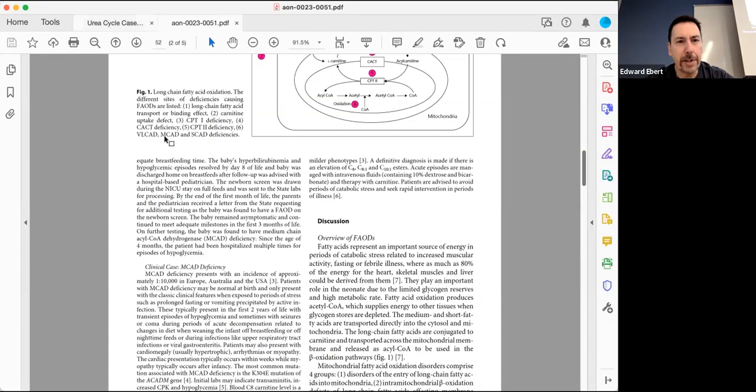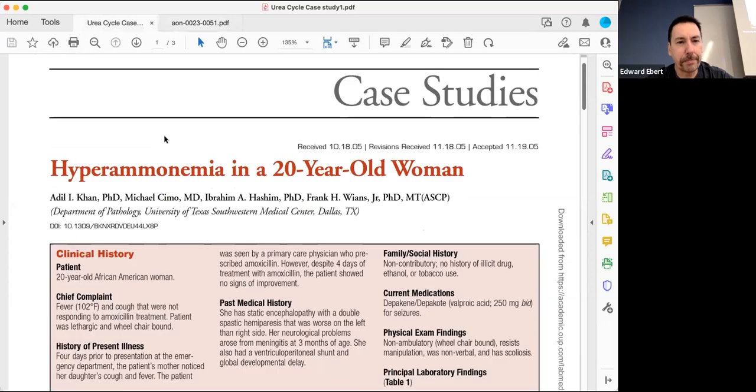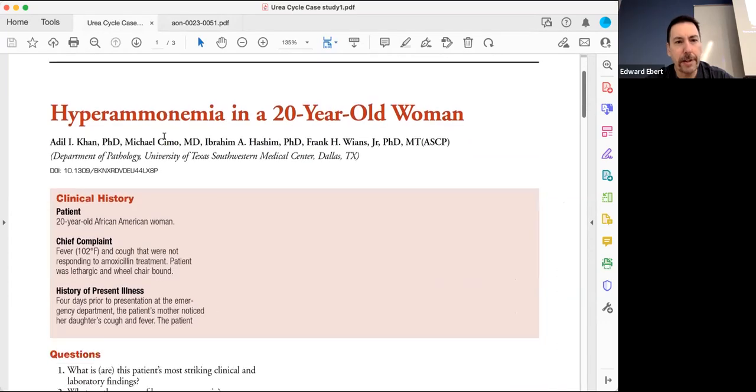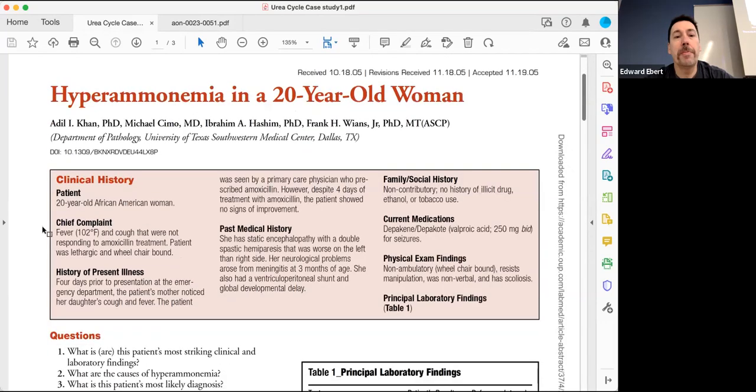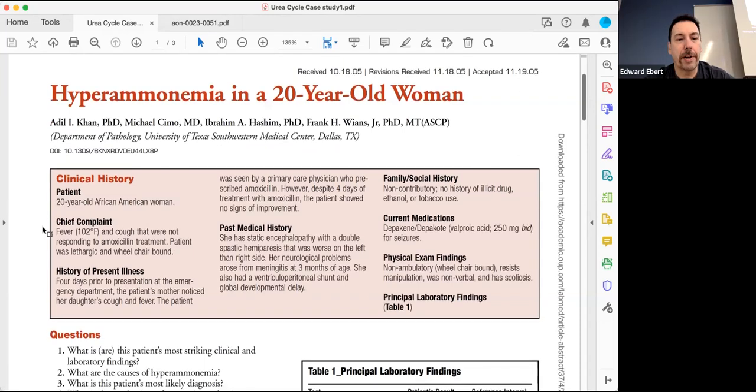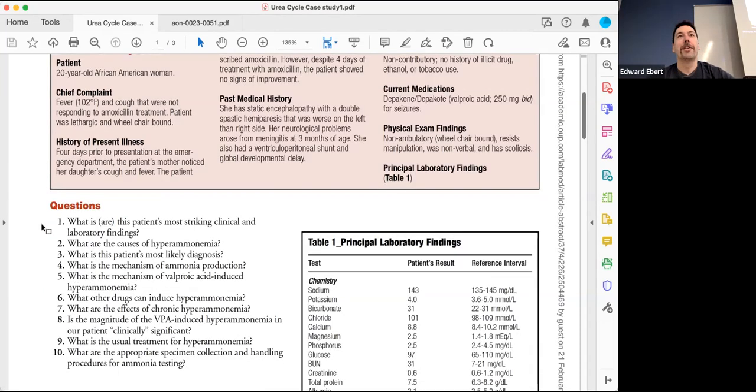Urea cycle case study. All right. So this is the hyperammonemia in a 20-year-old woman. I picked this one because many of you are about 20 years old, so I'm trying to make it relatable here, right?